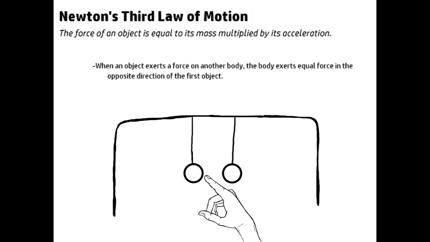Newton's third law of motion. Every action has its equal and opposite reaction. When an object exerts a force on another body, the body exerts equal force in the opposite direction of the first object. However, there are always forces clashing. Friction causes the body to move less than the object.